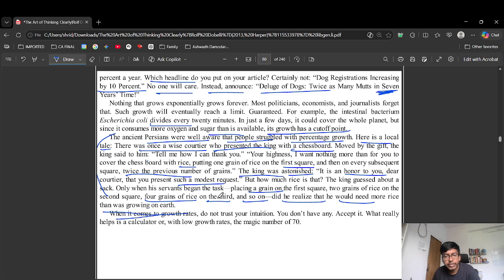When it comes to growth rates, do not trust your intuition. You don't have any; accept it. What really helps is a calculator, or with low growth rates, the magic number of 70. This is how you can calculate the growth and all.